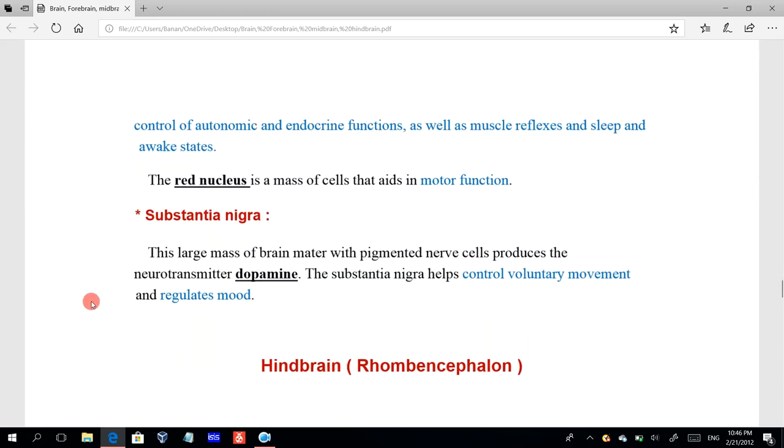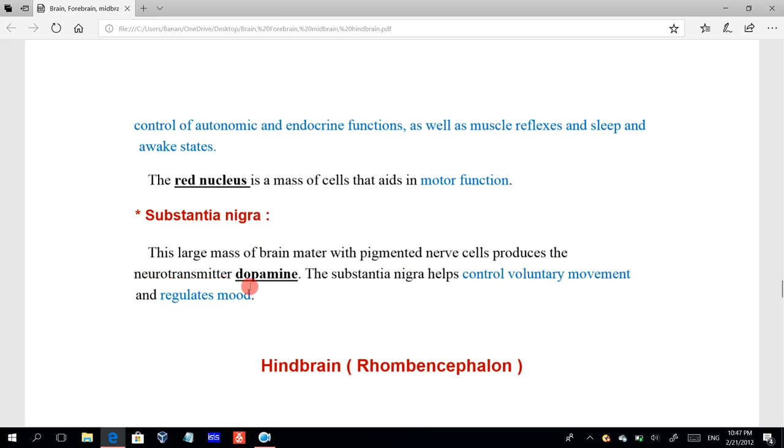Another thing present within the midbrain is called the substantia nigra, which is one of the basal ganglia. Basal ganglia are many ganglia, which is a collection of nerve body cells present in the base of the brain. One of these basal ganglia is called the substantia nigra, which is related to the midbrain, the ventral aspect of the midbrain. And this large mass of brain matter, which is a gray matter with pigmented nerve cells, produces a neurotransmitter, dopamine.